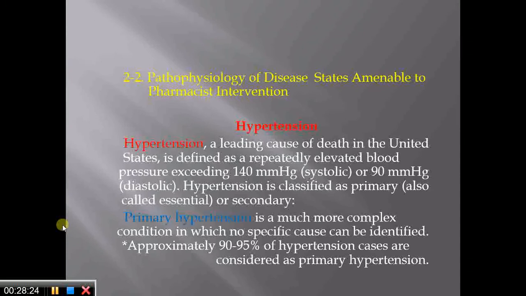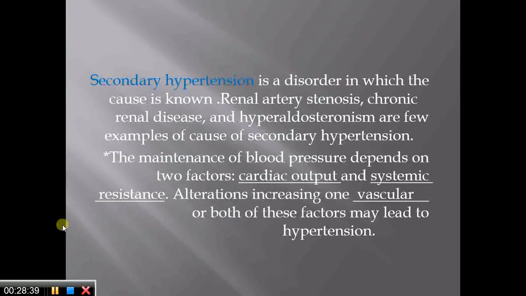1. Primary hypertension is a much more complex condition in which no specific cause can be identified. Approximately 90 to 95% of hypertension cases are considered primary hypertension. 2. Secondary hypertension is a disorder in which the cause is known. Renal artery stenosis, chronic renal disease, and hyperaldosteronism are a few examples of causes of secondary hypertension.